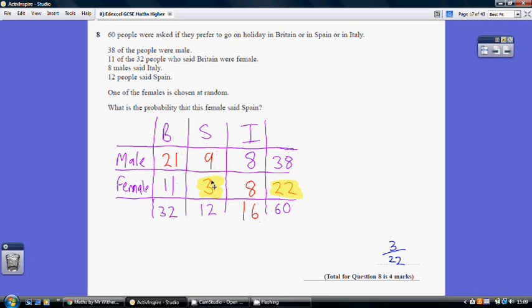Now to answer the question, one of the females is chosen at random, so we know they're female, so we're choosing out of the 22 females. Now we're being asked, what is the probability that that female said Spain? Now Spain females is 3, so it's 3 out of the 22 females. So 3 out of 22.